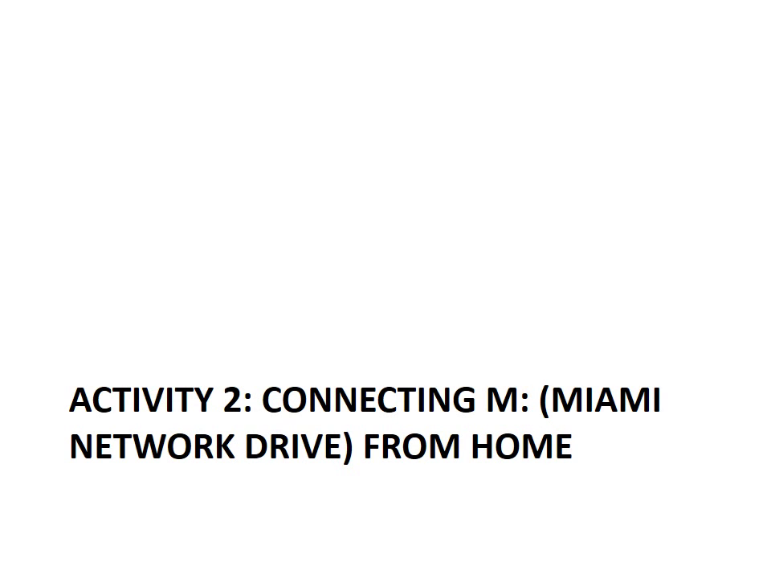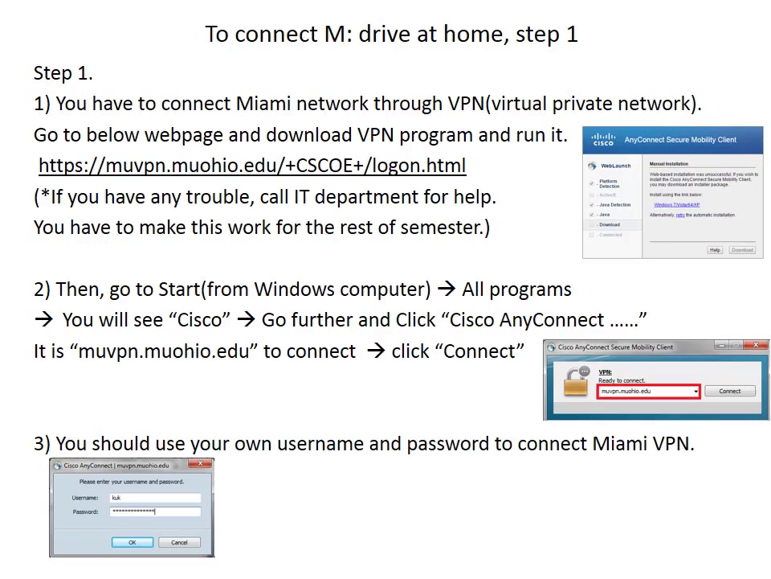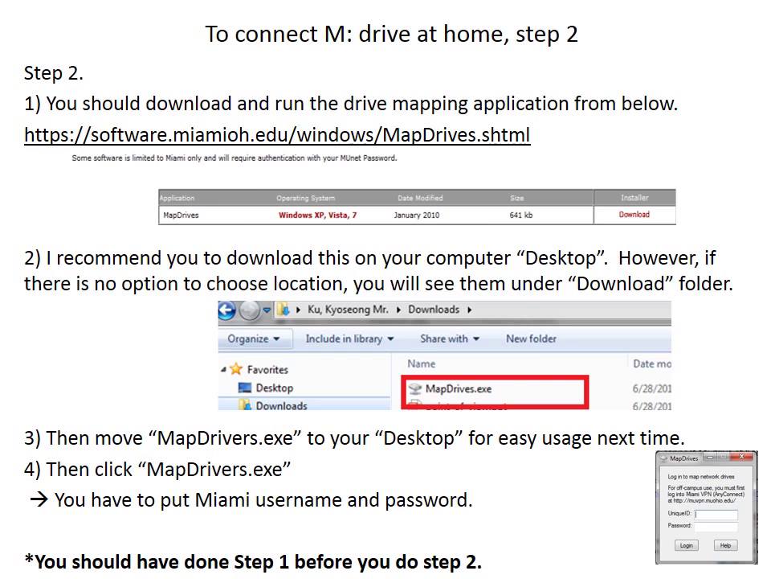This activity will lead you to connect Miami network drive M to your computer. You may see step-by-step instructions from the class presentation PDF file. You need to download and install the Cisco VPN program. This is the first step to get Miami network drive at home. Use the class presentation PDF file for detail. If you have any trouble with this activity, contact Miami IT department. They will help you.